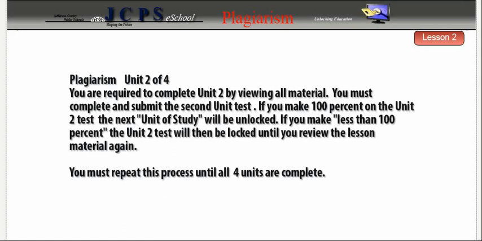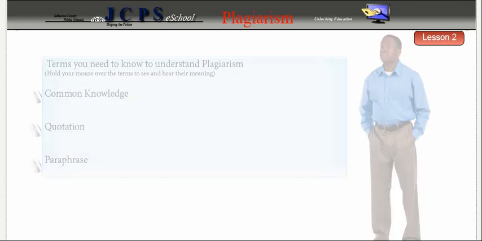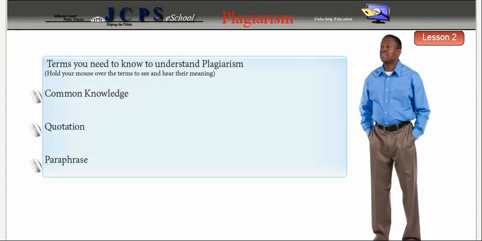If you make less than 100%, the Unit 2 test will then be locked until you review the lesson material again. You must repeat this process until all 4 units are complete. Move your mouse over each item on the left to see and listen to the meaning of each item.